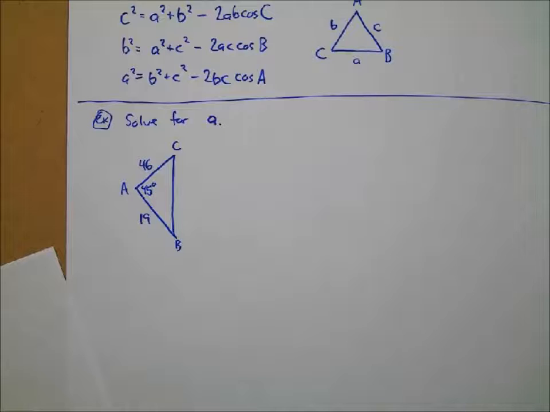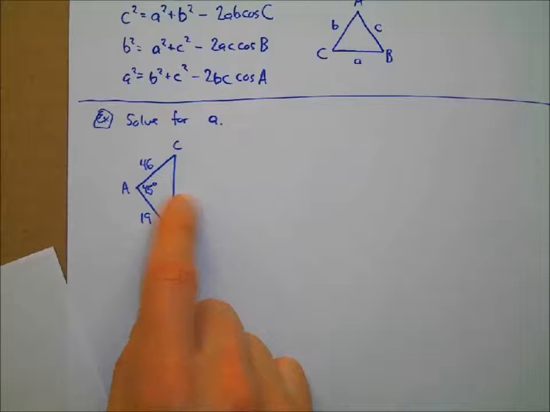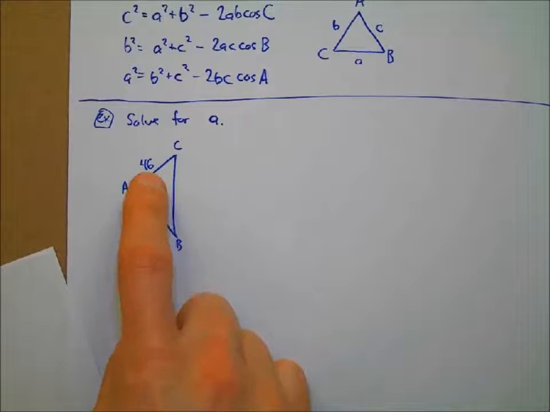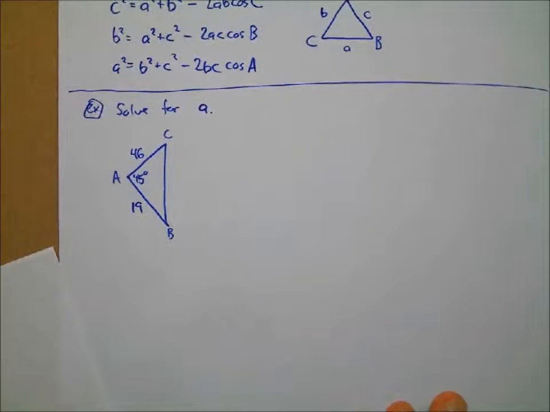There's no pairs. There's no opposite angle and side pair. We have one angle, 45 degrees. We don't know its opposite side. We have 19, but we don't know angle C, nor could we find it using law of sines. And then we have 46, we don't have opposite angle B there. So law of sines is just not an option.